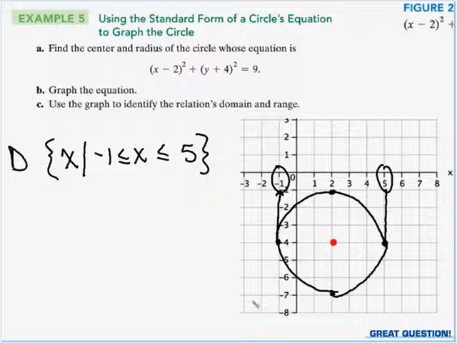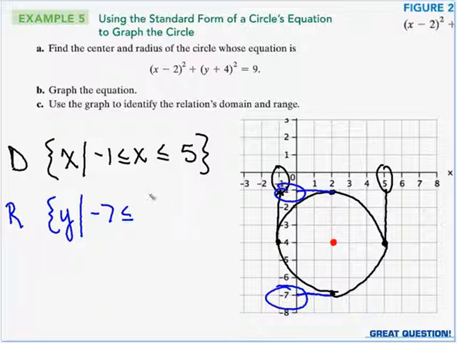And then our range is on our y-axis. So the lowest point of the circle, I look over and see a -7. Look over from the highest point of the circle and see a -1. So the range is the set of all y's such that y is in between or equal to -7 to -1.